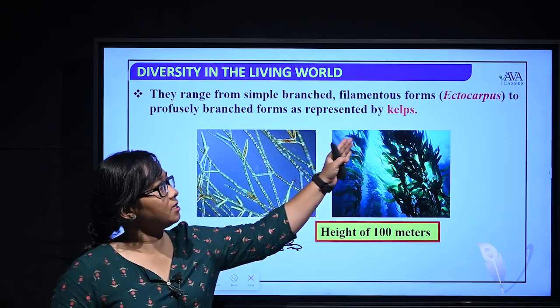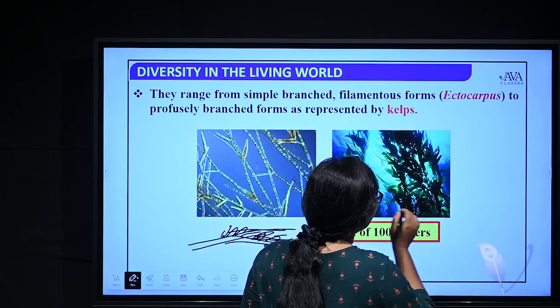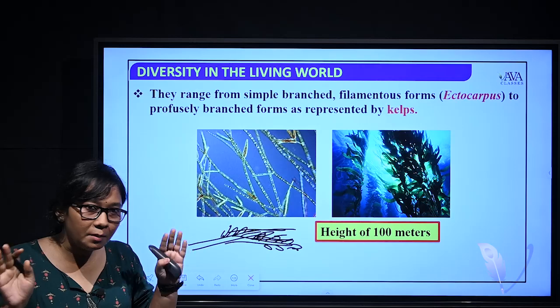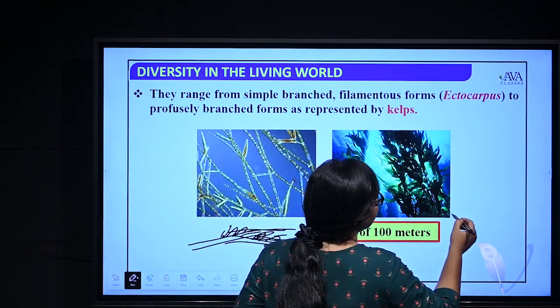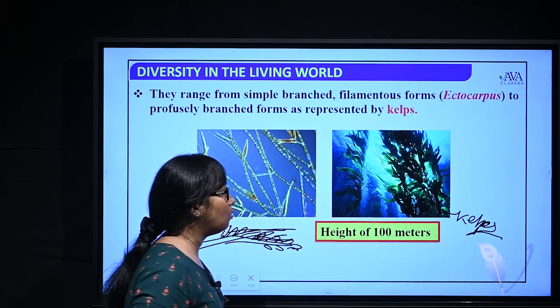Forms represented by kelps. Here you can see it is appearing green, because of the editing, but they are generally brown in color. Kelps are one type of brown algae.